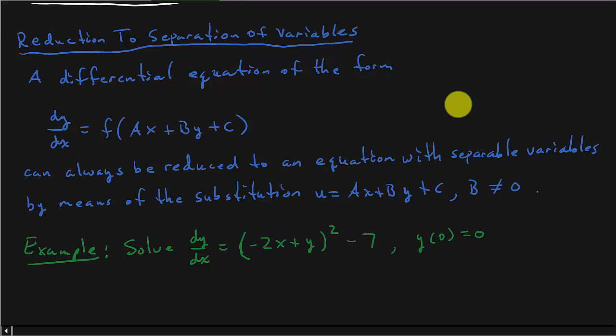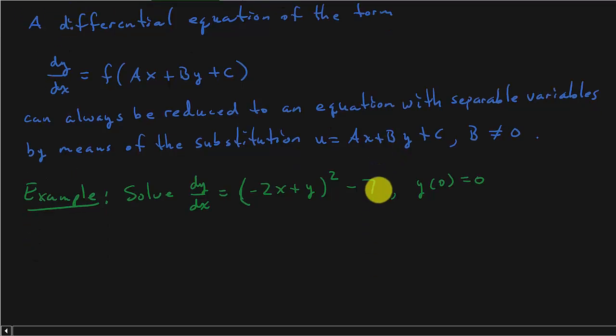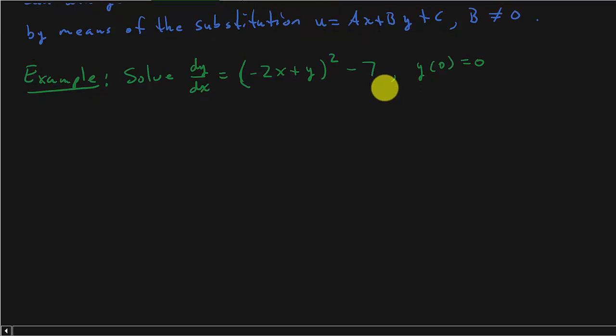All right, now let's look at this, reduction to separation of variables. A differential equation of the form dy dx is equal to f of ax plus by plus c can always be reduced to an equation with separable variables by means of the substitution u equals ax plus by plus c, where b is not equal to 0. All right. So let's look at this one.